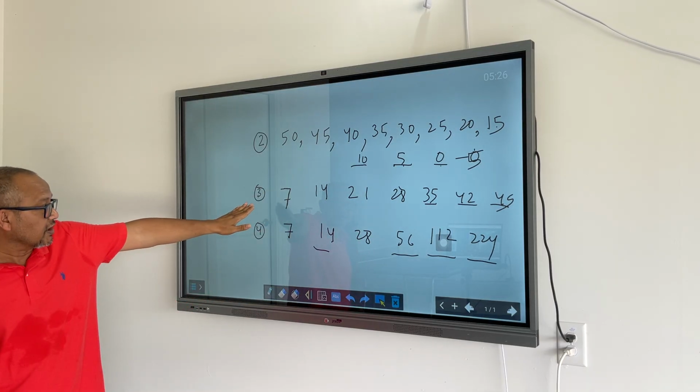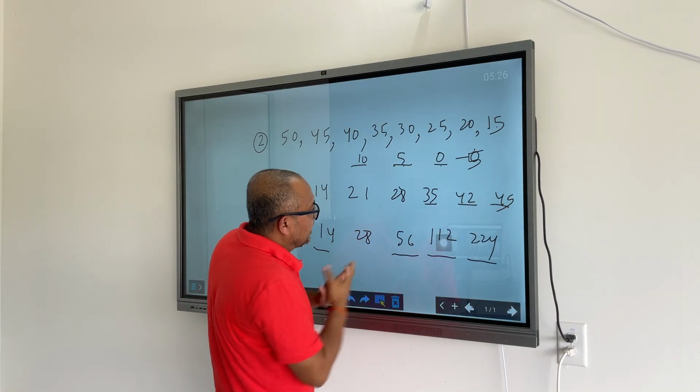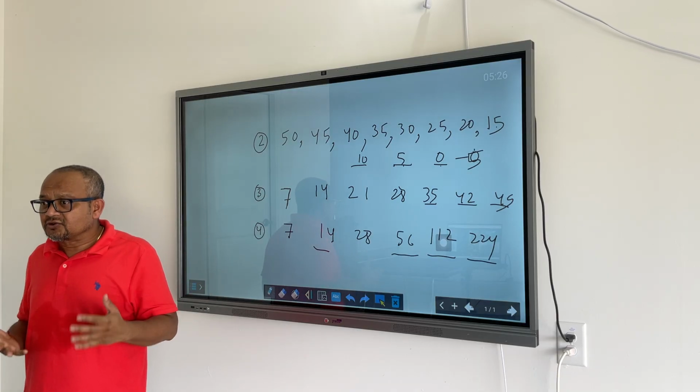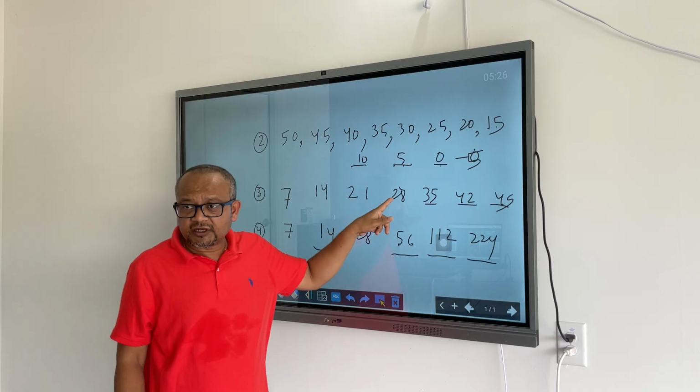Now here, second one, 7, 14, 21, 28, and then 3 blanks. What is it that you guys see? Everybody in the class knows tables. 7 1 is 7, 7 2 is 14, 7 3 is 21, 7 4 is 28.